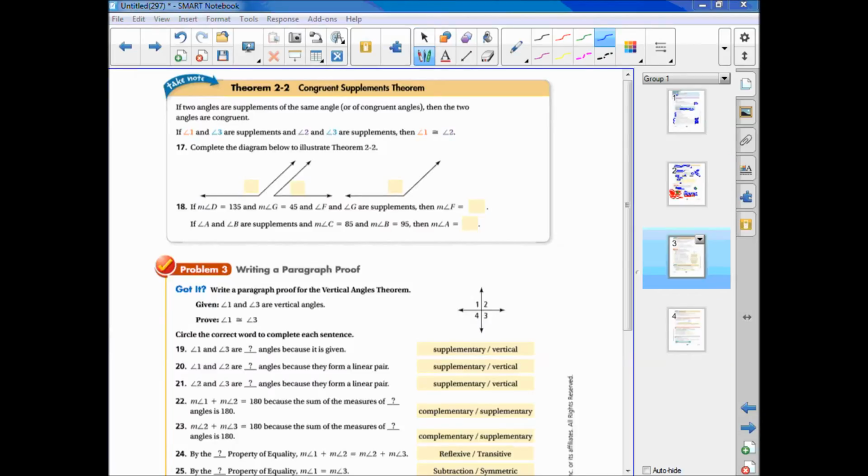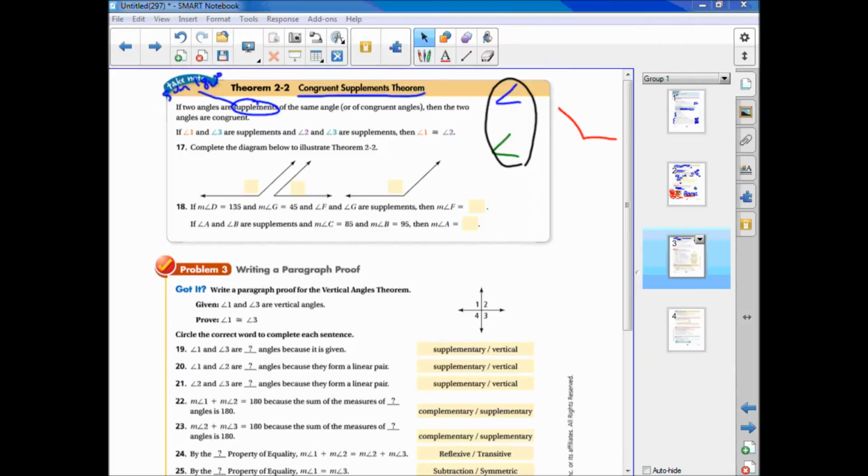Okay, so theorem 2.2 is the congruent supplements theorem. So if two angles are supplements of the same angle, what does supplements mean? Remember, that means their sum is 180 degrees. So this guy and this guy are both supplements with this one. So these two, the blue and red, are supplements, and the green and red are supplements. Then the two angles are congruent. So that means the blue and green one are supposed to be congruent to each other.